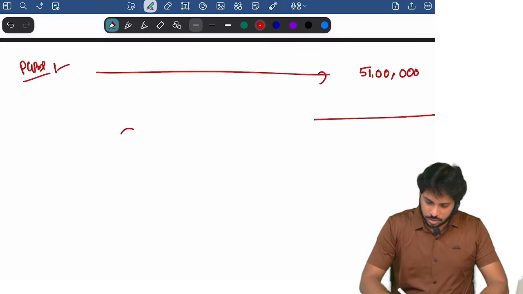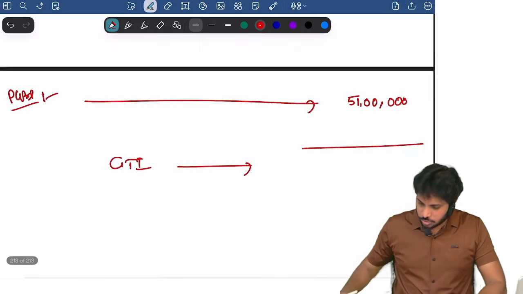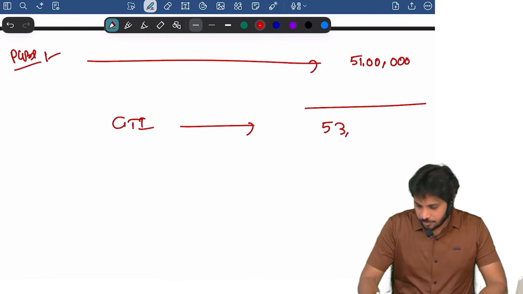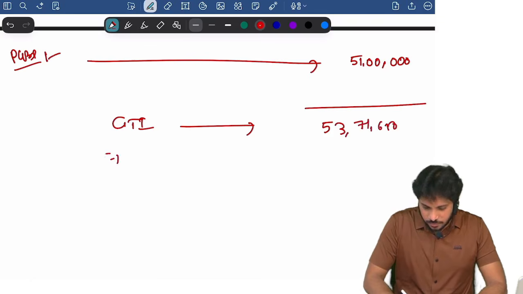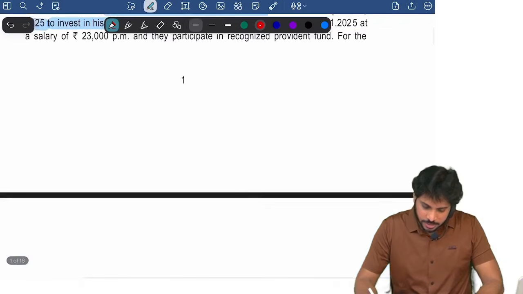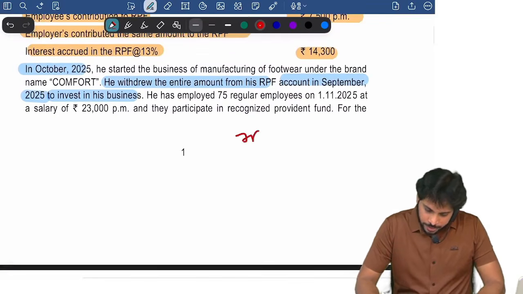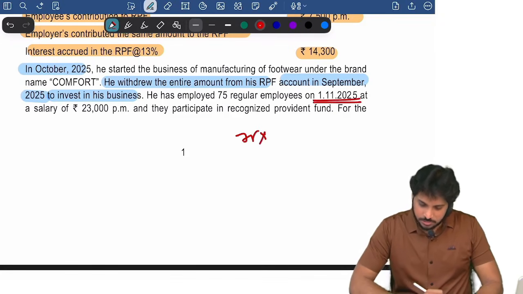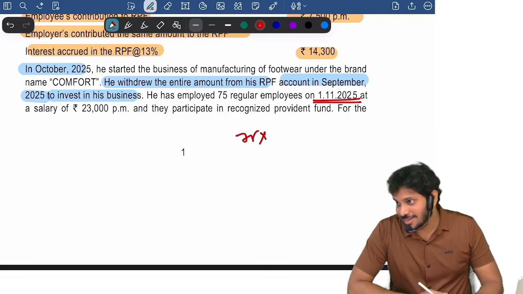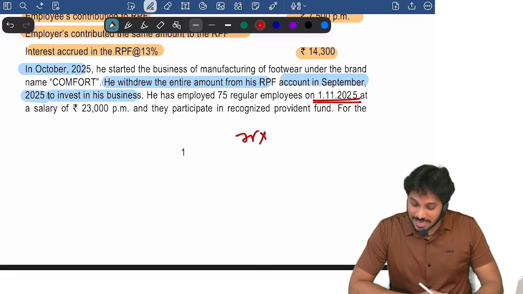Now look at what is the gross total income. So 2 lakh 71,650 salaries income plus 51 lakh. 53 lakh 71,650 minus chapter 6A, only 80 JJAA. Correct? So how many new employees he recruited? How many new employees? 75 employees. Oh, 1st November. Employed for less than 240 days. Employees were employed for less than 240 days. Yes or no?